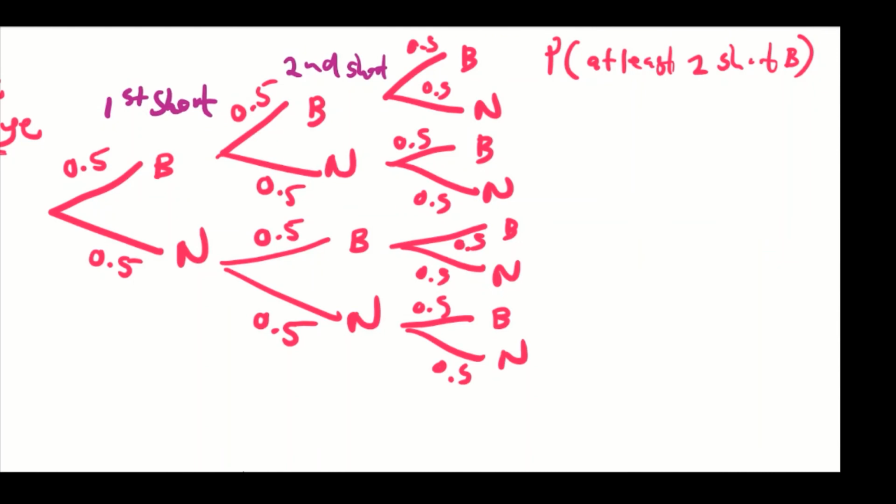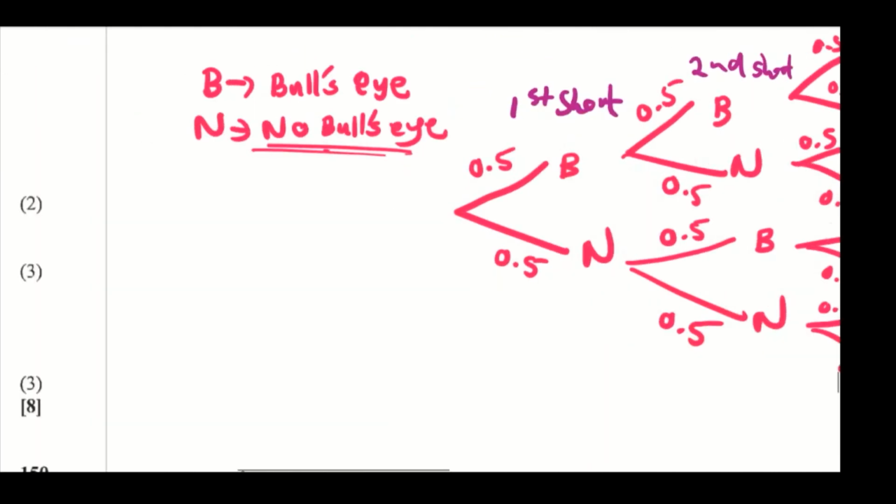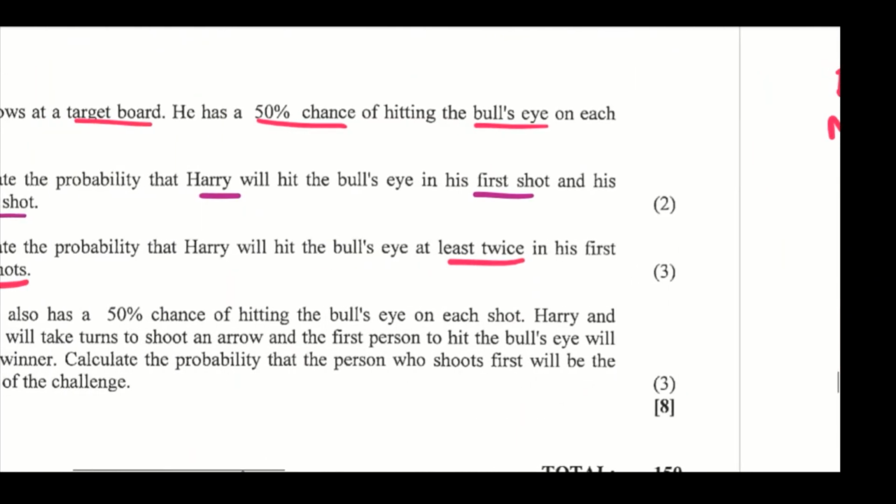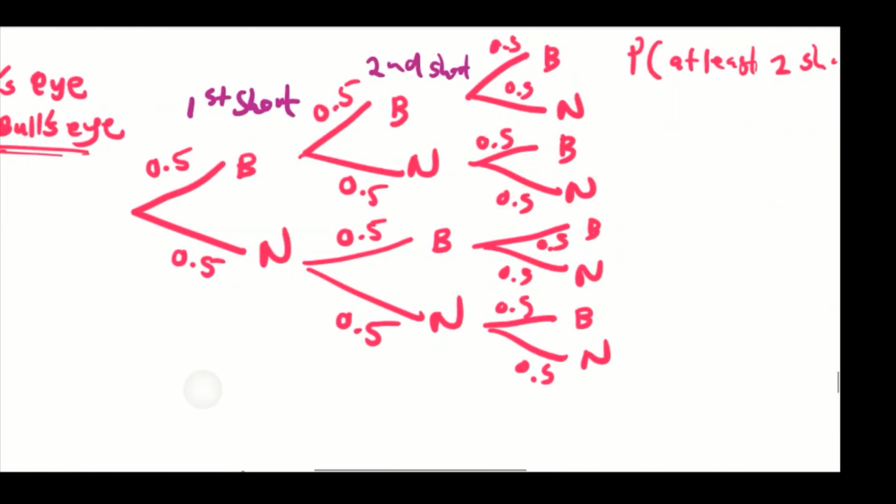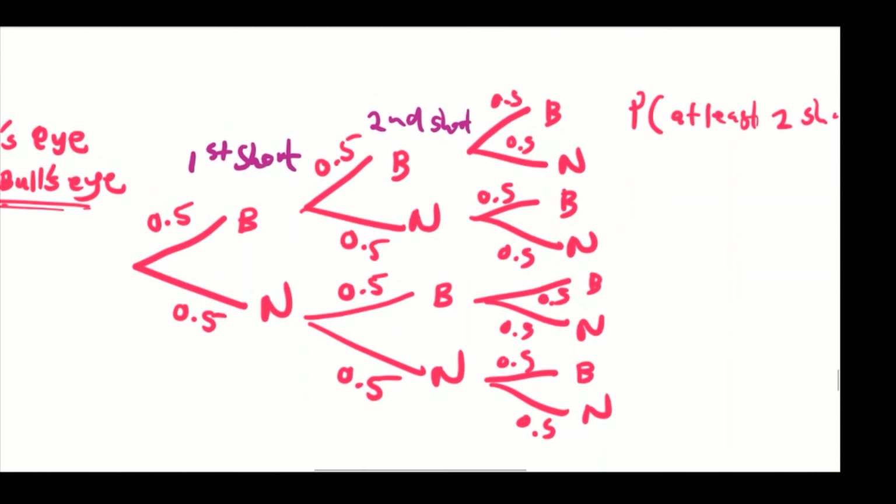At least he hits the bullseye twice. What is it saying? He hits the bullseye at least twice in his first 3 shots. So if we look at this, this is going to be the third shot. Let me just indicate the third shot, right? So hitting the bullseye at least 2 times.